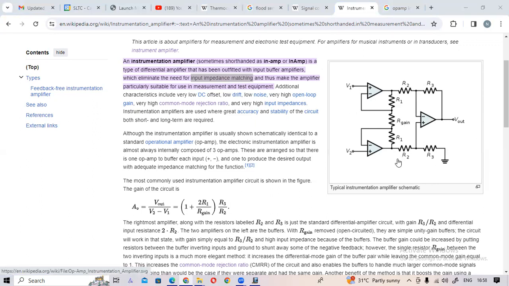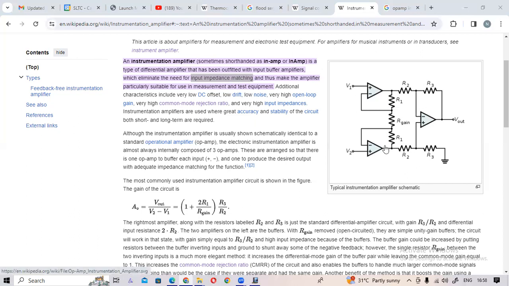Please draw this. So there are 3 op amps used. And this is the input-output relationship. The gain of the circuit, AV, is the voltage gain of the circuit. So you can draw this circuit here. That is the instrumentation amplifier.